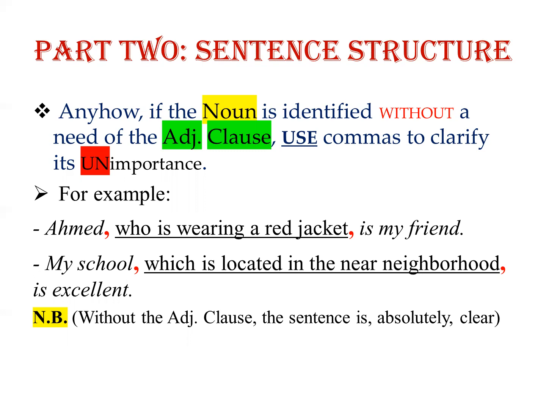Okay, "My school, which is located in the near neighborhood, is excellent." Try to delete "which is located in the near neighborhood." "My school is excellent." We all have one school that we studied in all our life. Maybe we have two schools, but in the end, it is your school. So whether you use the adjective clause or you don't, my school is excellent. Okay, I know your school.